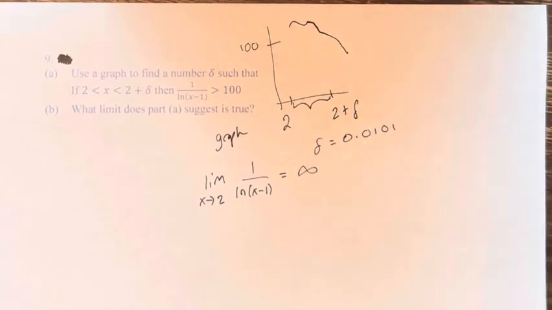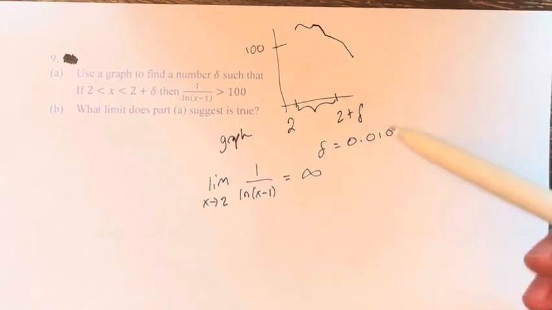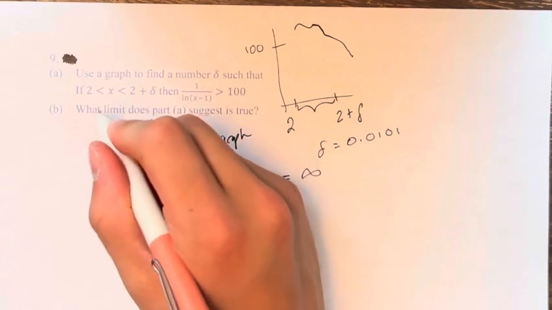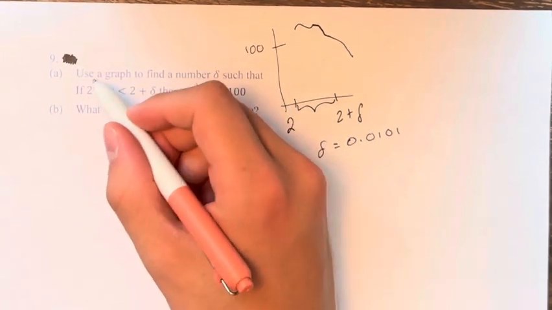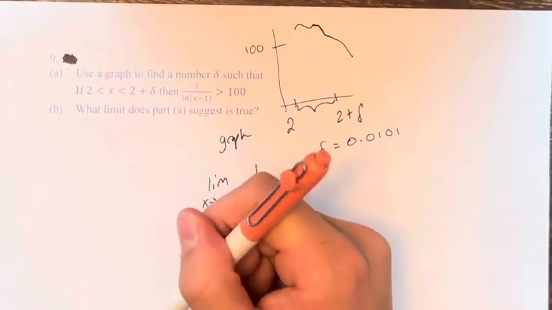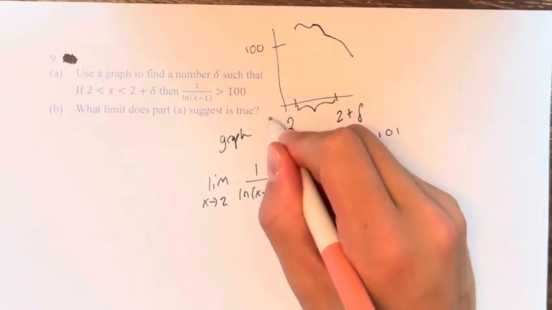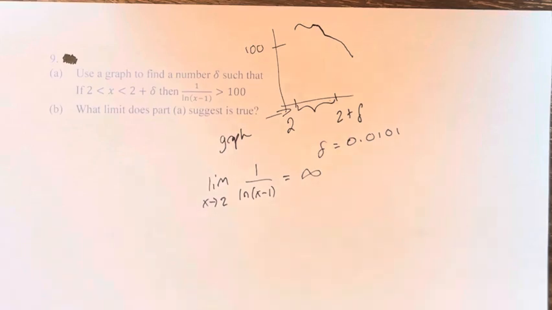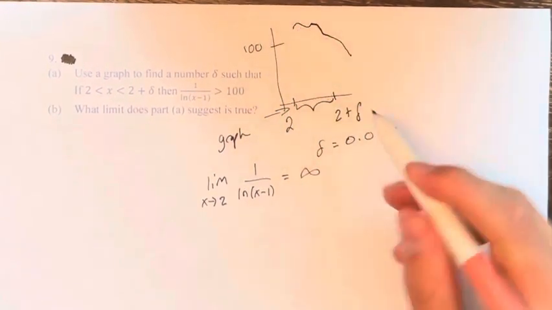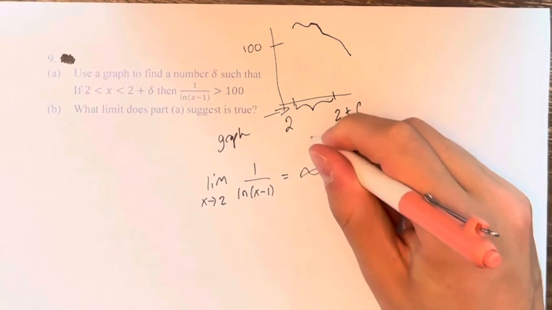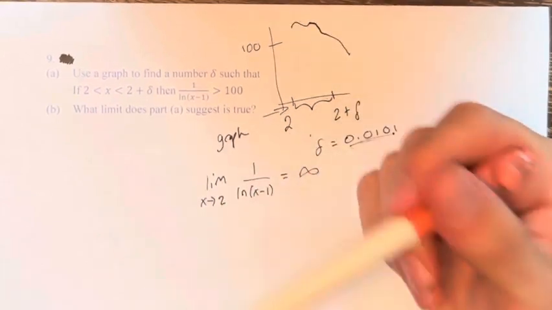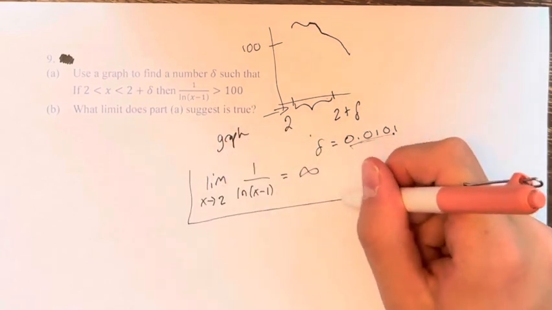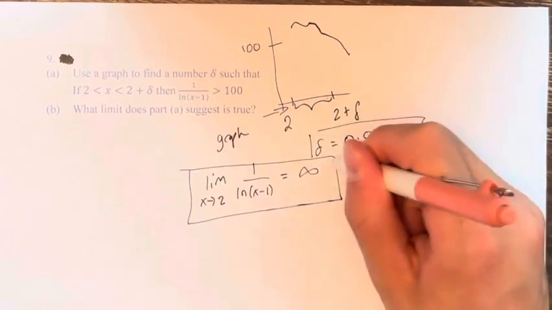There's a slight caveat here that this is only the behavior as we approach from the right. This is not 2 minus delta. This is only looking between 2 and 2 plus delta. We're not looking from this direction. We're only looking as it goes to this direction. But we can say that this function gets really, really high values very, very close to x equals 2. Therefore, we can say that it's going to go off to infinity as we approach 2, based off of the delta we found here.